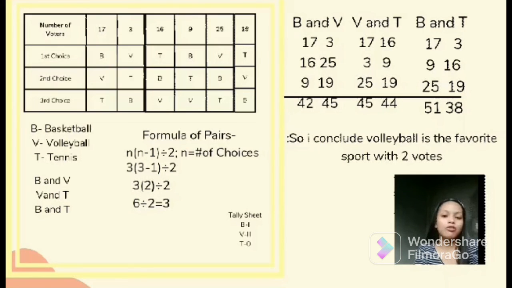And in the pair volleyball and tennis, the winner is volleyball again, and also we have 2 points in the tally. And the last pair, basketball, we have 51, and tennis, we have 38. So the winner of this pair is basketball. So we have 1 point for basketball in the tally. So I conclude volleyball is the favorite sport with 2 votes.